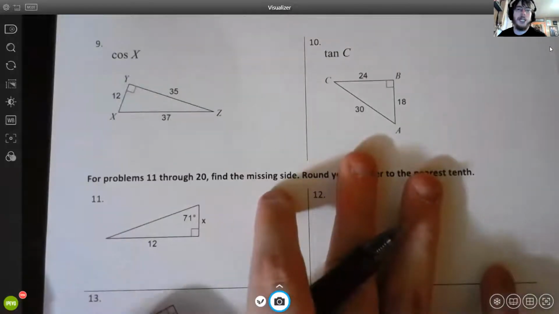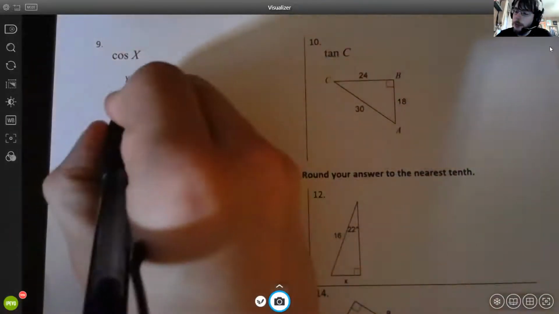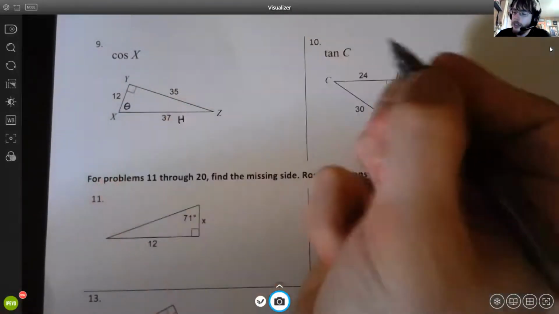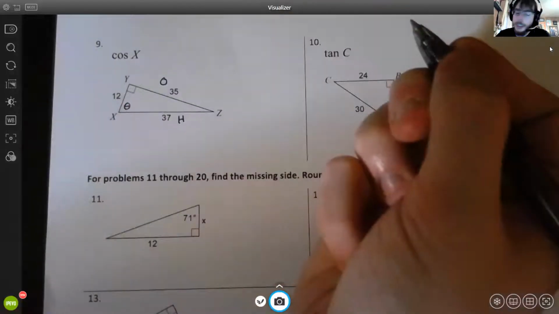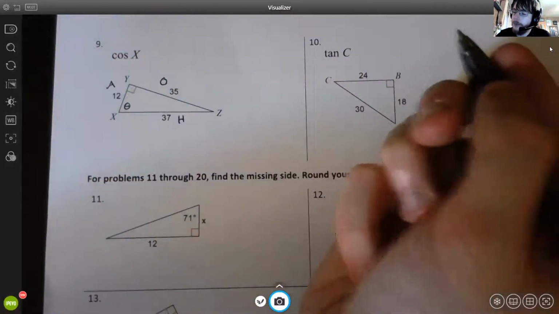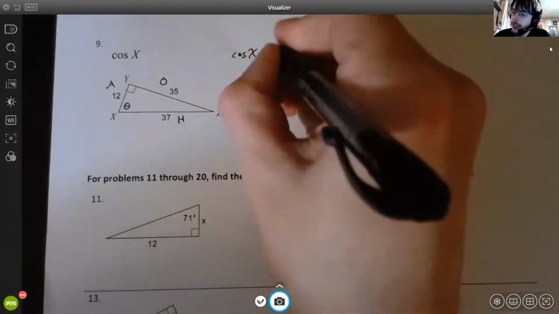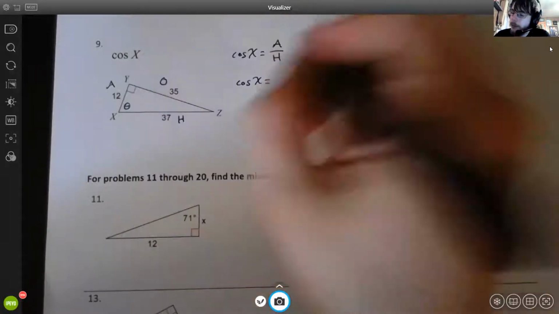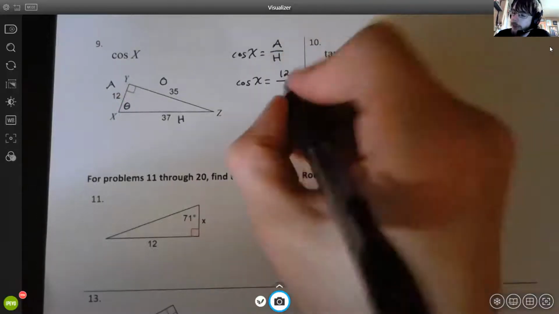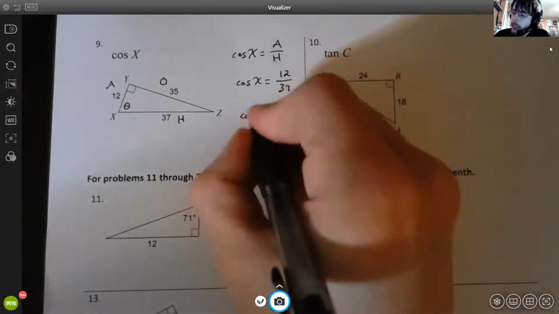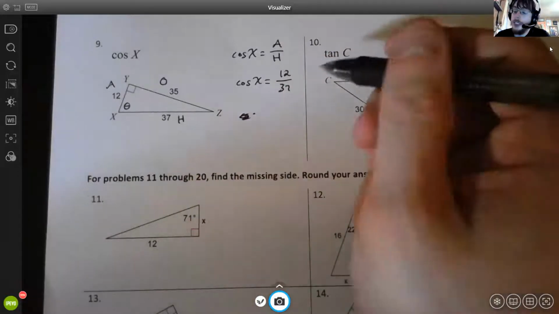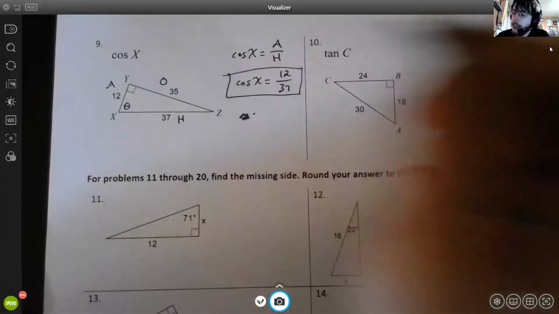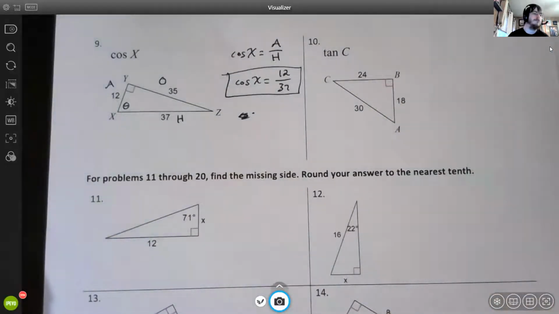Number 9, we have cosine. We want to find cosine of x, so we put theta on x. Our hypotenuse is 37. Our opposite side is 35, and 12 is our adjacent side. So cosine of x is equal to A over H. So that means cosine of x is equal to 12 over 37. And if you type 12 over 37 into the calculator, you'll find that it does not simplify. So cosine of x is equal to 12 over 37.